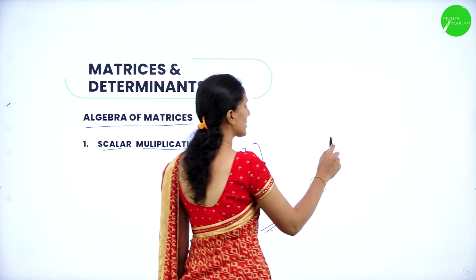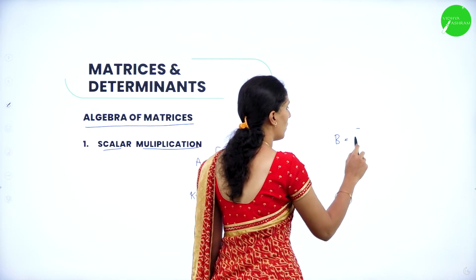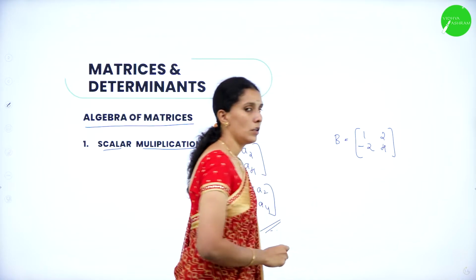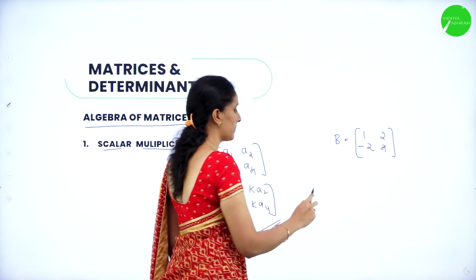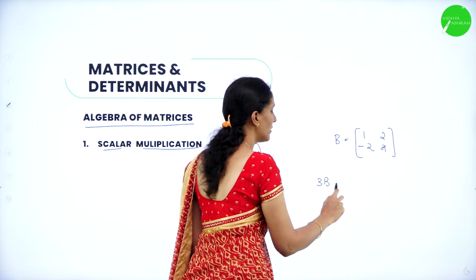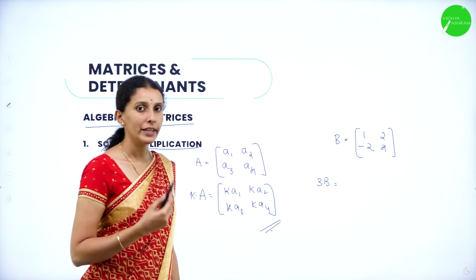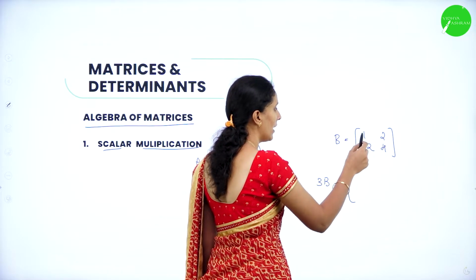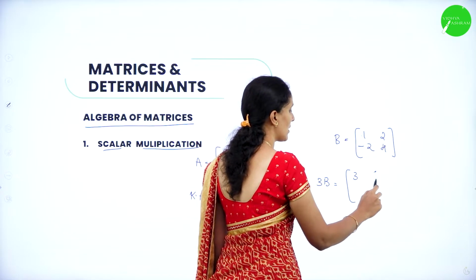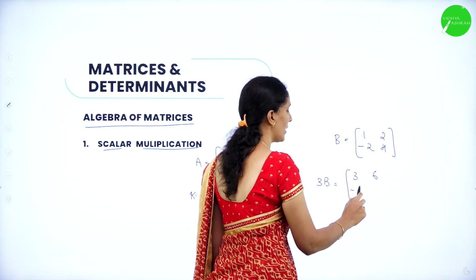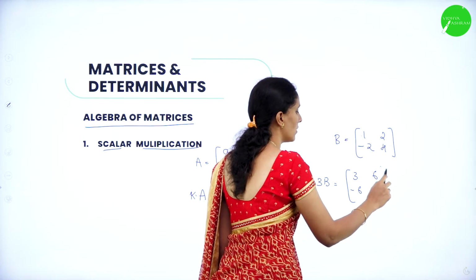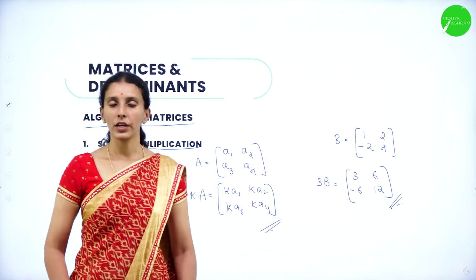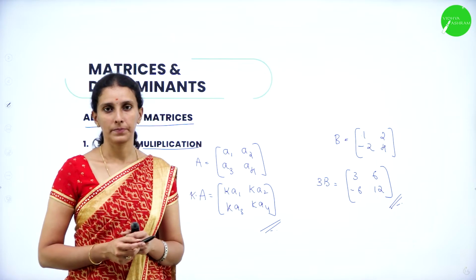Suppose I have a matrix B equal to 1, 2, minus 2, 4. I need now 3B. If I want 3B, multiply 3 to each and every element of the matrix. So 3 ones are 3, 3 twos are 6, 3 into minus 2 is minus 6, 3 fours are 12. This is how we multiply any scalar quantity with the given matrix.